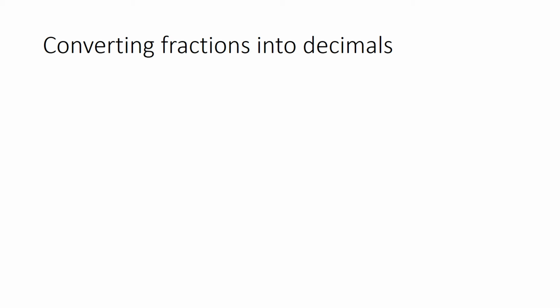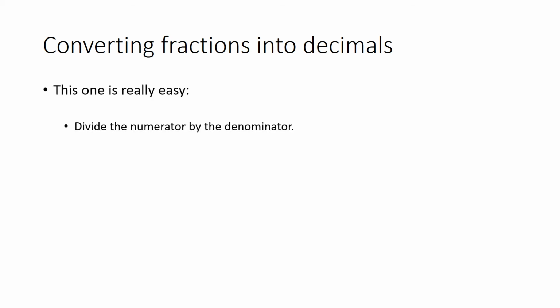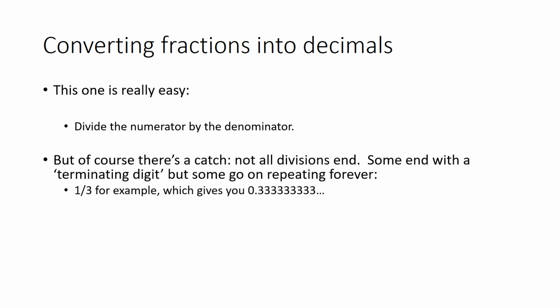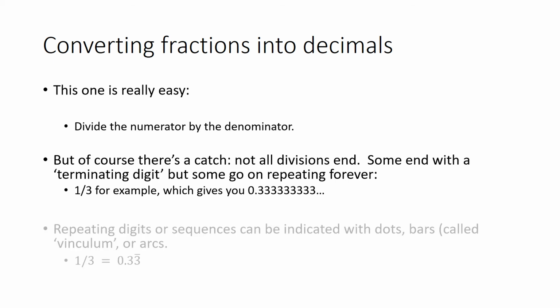What if you have to convert a fraction to a decimal? Well, this one's really easy. You just divide the numerator by the denominator. At least it sounds easy, but there is a catch. Sometimes with divisions, you can't end it. You keep on going. So for example, 1/3 gives you 0.33333333333, etc. So this one doesn't have what's called a terminating digit because that 3 goes on forever.